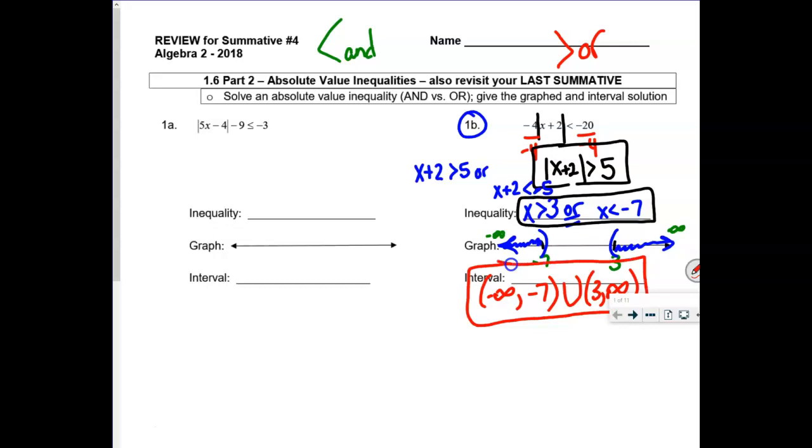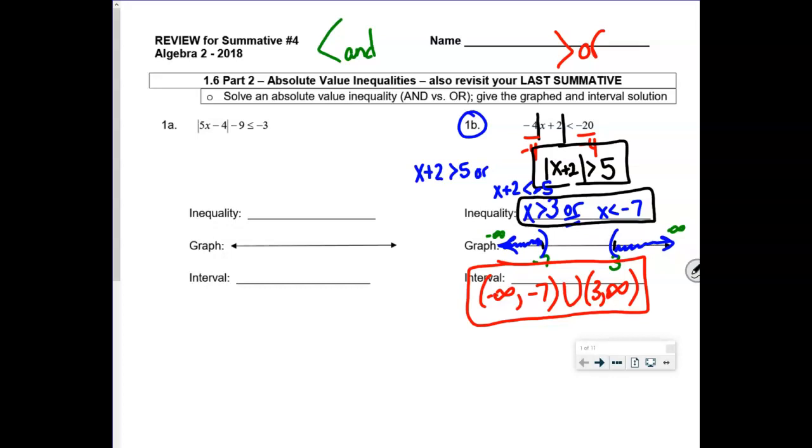Why do you have to do the union symbol? That way it's one solution. Okay. Yes. On the other one? Yes. It's one answer. They graph towards each other because it's an and. So the interval is just one interval.